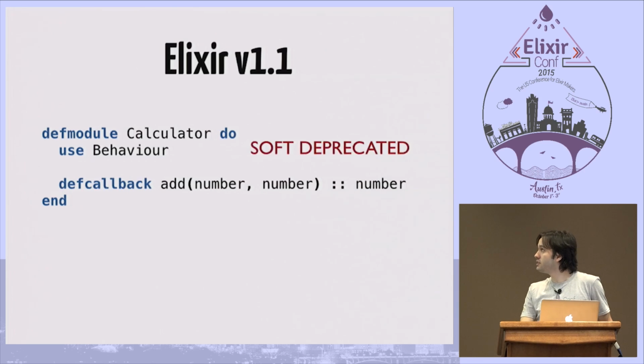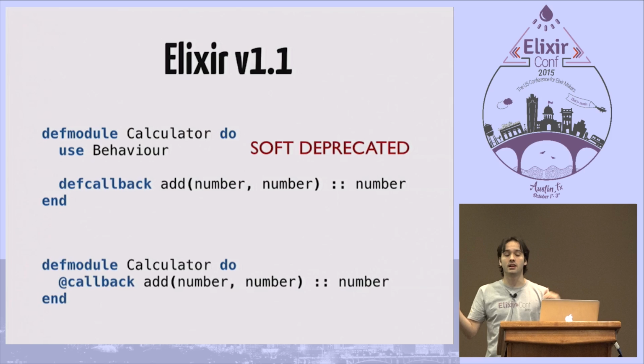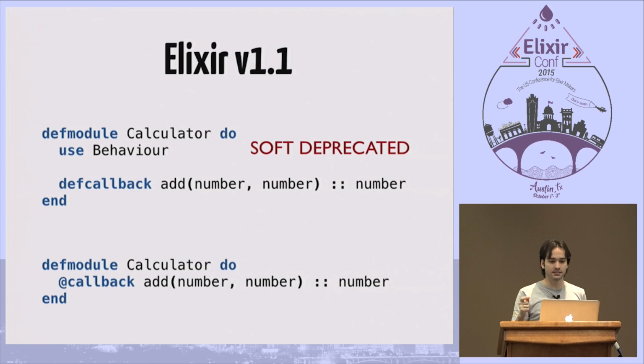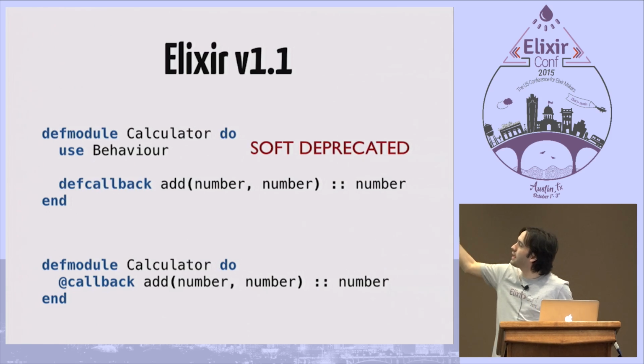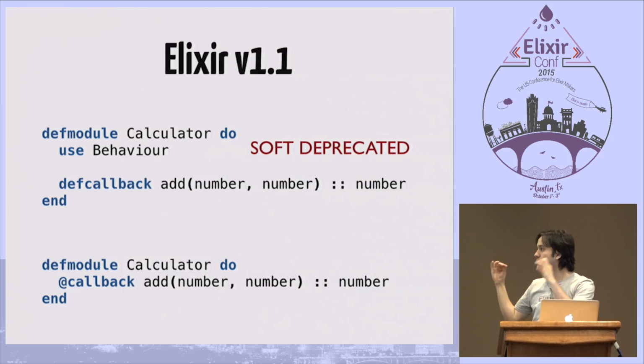So use behavior is deprecated, which means the docs are saying, don't use this. There is an easier way. And this code now is only going to be this, right? You just use the module attribute callback, and you define the things directly. This is much better because def callback was an anomaly in the language, because it was the only place where you used the typespec notation with something that looks like functions. Now everything uses module attributes, and it's going to be much cleaner.